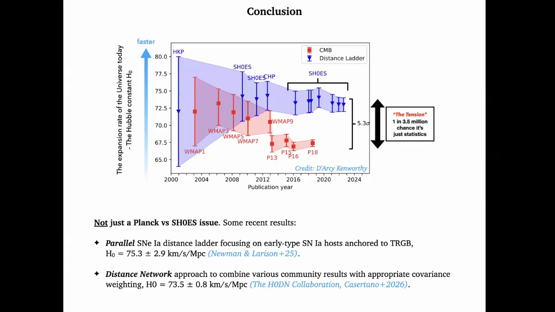And I think you're going to hear about the distance network. It's a very recent approach that has been developed and published last year. It's the H0 distance network collaboration led by Stefano Casertano and some of the speakers in the room as well, where we combine a lot of different methods very cleanly, and we take into account the covariance between the different methods to get an even more precise value. And now we reach a precision of 0.8.